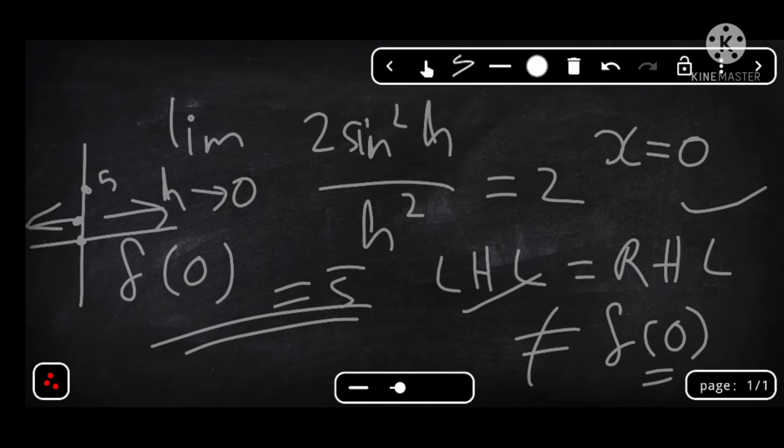Okay, so here when it comes here, it is going to be like this. So definitely we cannot say that f of x is continuous. I hope it is clear.